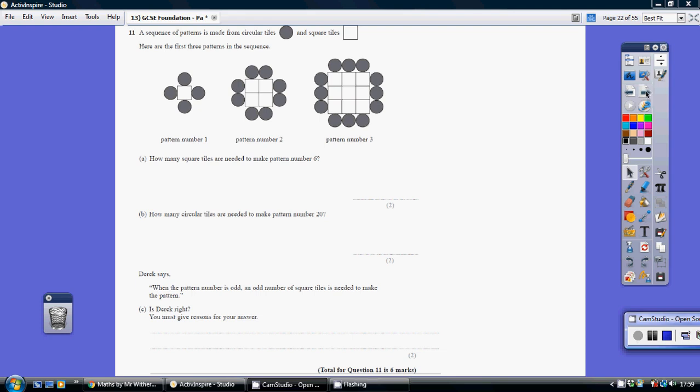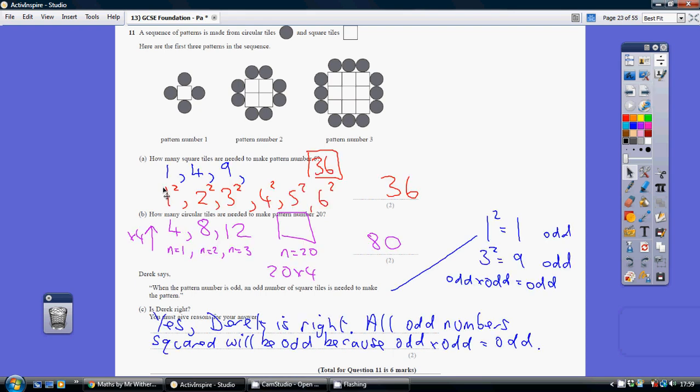Question 11. So for part A, how many square tiles are needed to make pattern number 6? So let's consider the number of squares.